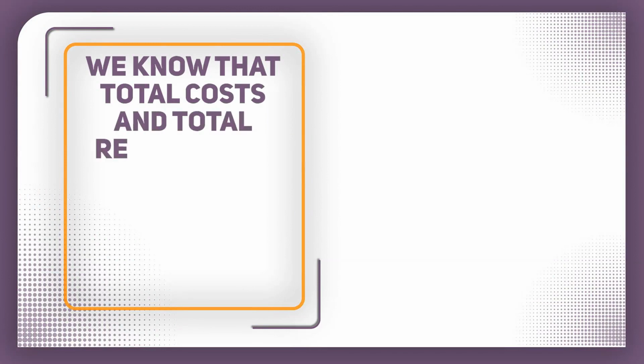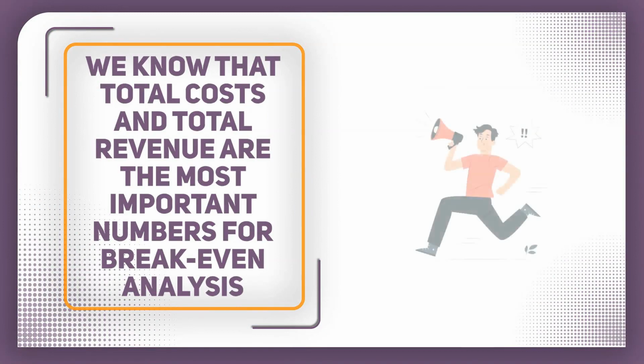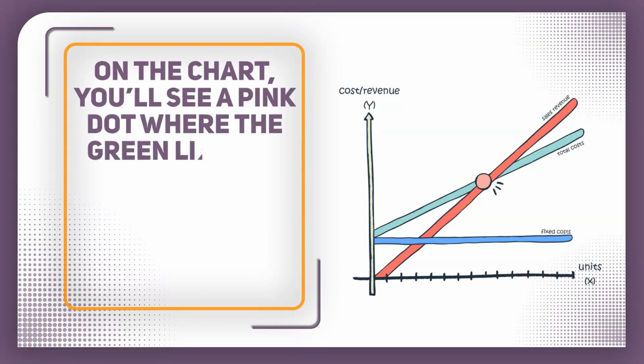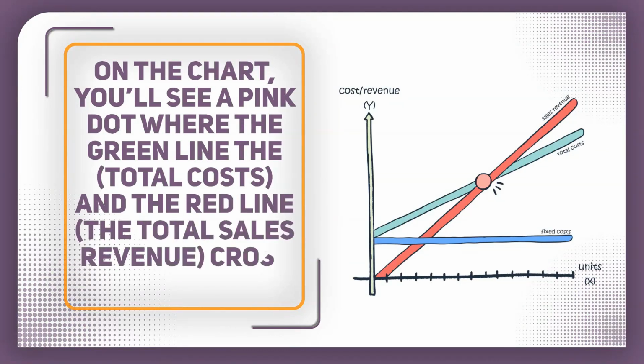Okay, at this point we know that total costs and total revenue are the most important numbers for break-even analysis, because the break-even point is where total costs equal total revenue. Nothing has been made and nothing has been lost. On this chart you'll see a pink dot where the green line, the total cost line, and the red line, the total sales revenue line, cross over, where they intersect. And this is the point where total costs equal total revenue. In other words, this is the break-even point.